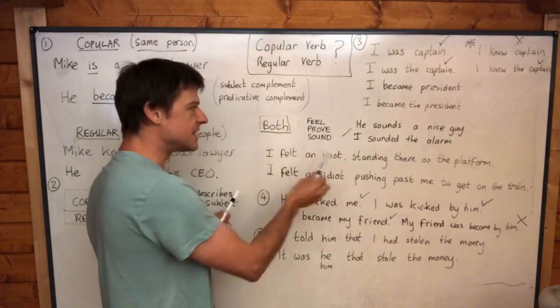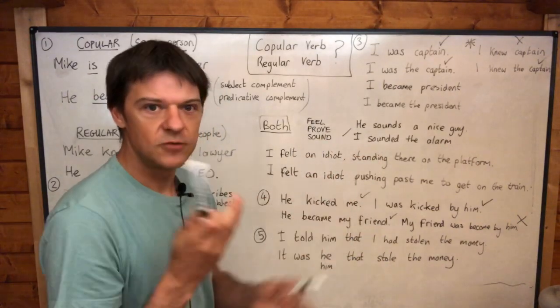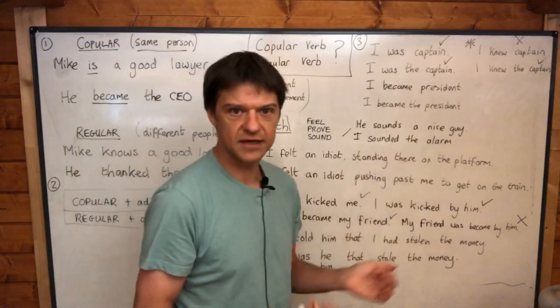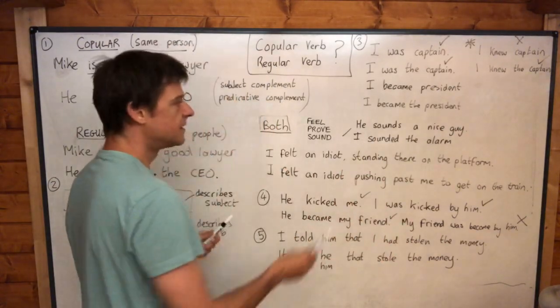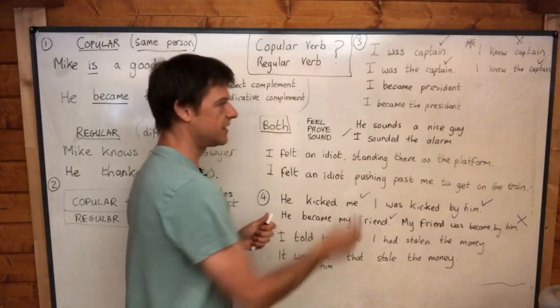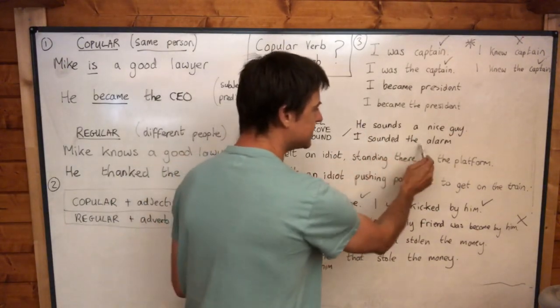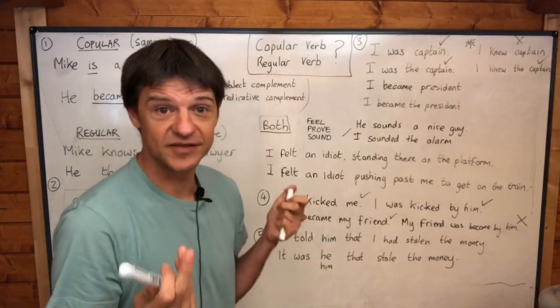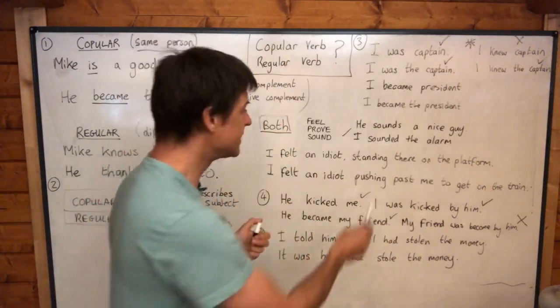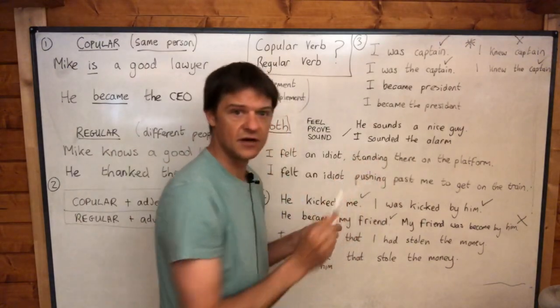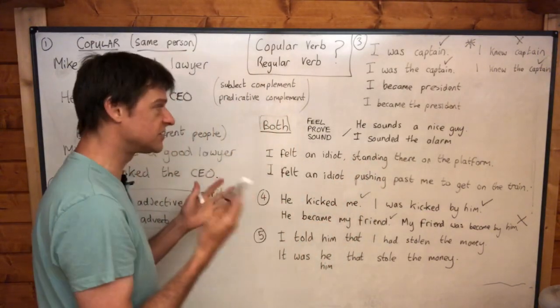Okay, secondly, let's look at some verbs that can be either. We just looked at get a letter, regular, get hot, copular. Have a look at this. He sounds a nice guy. Well, these two are the same people, so that's copular. But I sounded the alarm. Clearly, I'm not the same as the alarm. There's no identity there. So this is a regular verb. Okay, so sound we could use in either way.